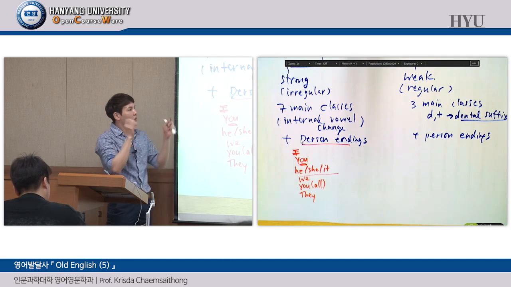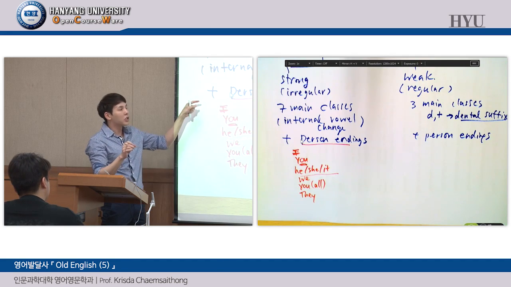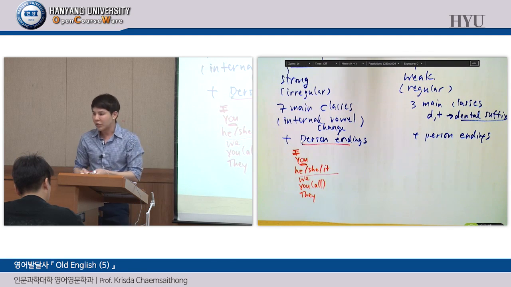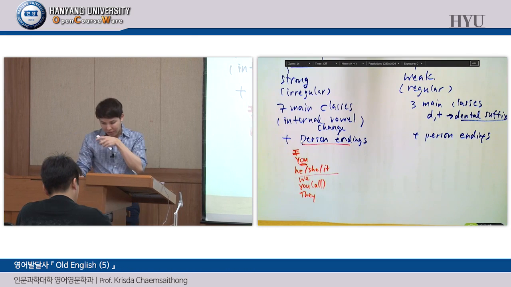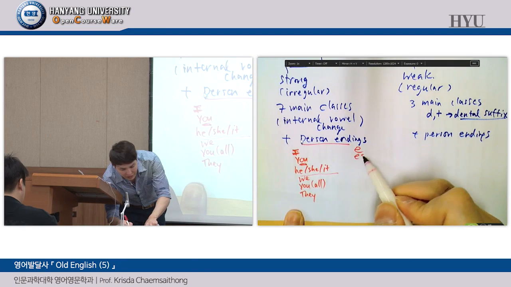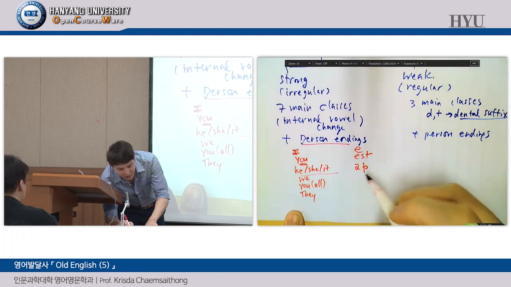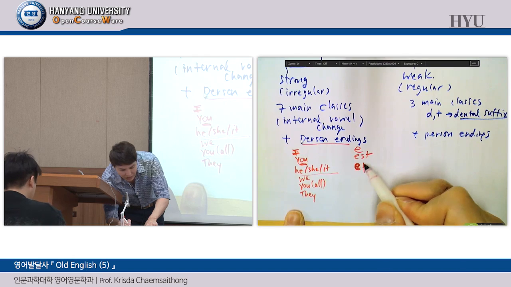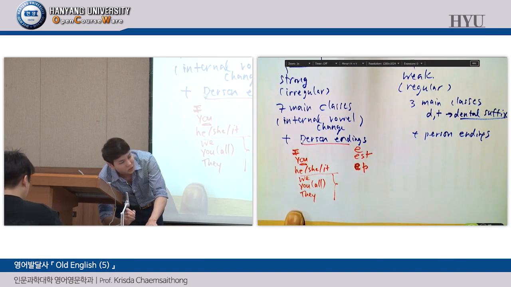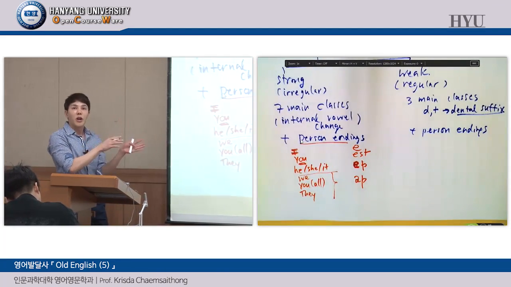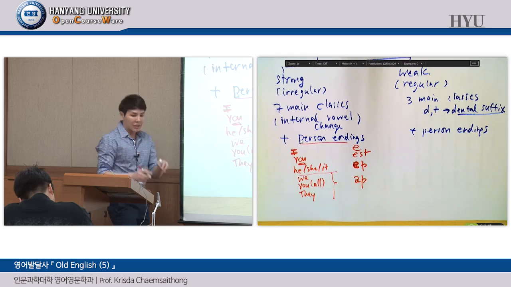For the present tense, the person endings of strong and weak verbs are the same, right? So for example, you have E ending, EST, right? And ETH. For we, you, and they, the ending is ATH, like that. Same for strong and weak verbs. This is the present tense.